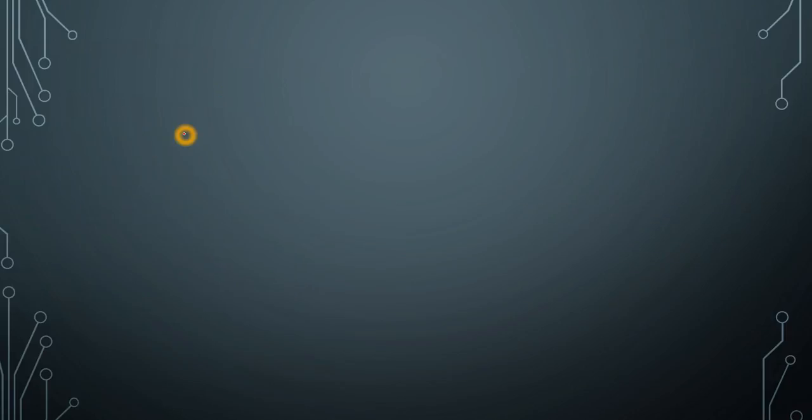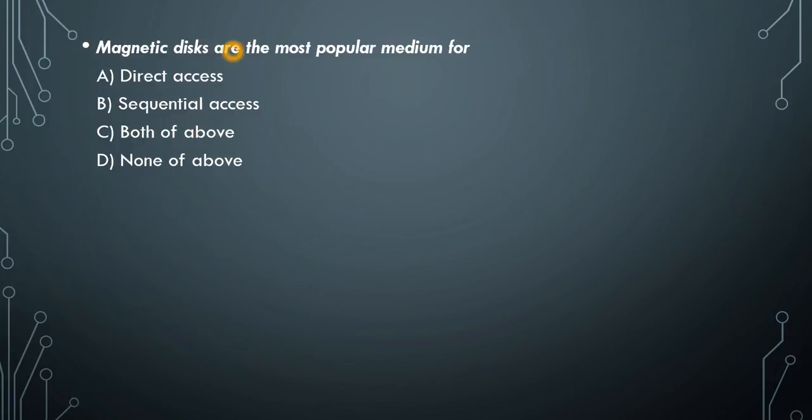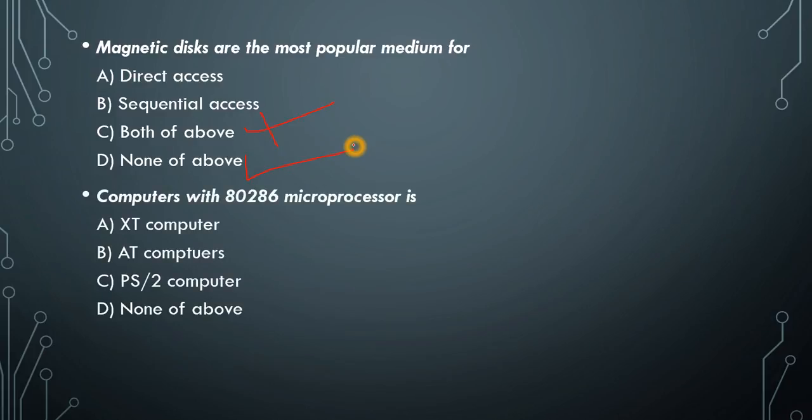Next, magnetic disks are the most popular medium of direct access, sequential access. It's both. No, sorry, it's not both. Here is a statement. It's not access. It's none of the above because magnetic disks are nothing but hard disks. It is a large source of storage devices. So it's not accessing and all. It is used for storing the data.